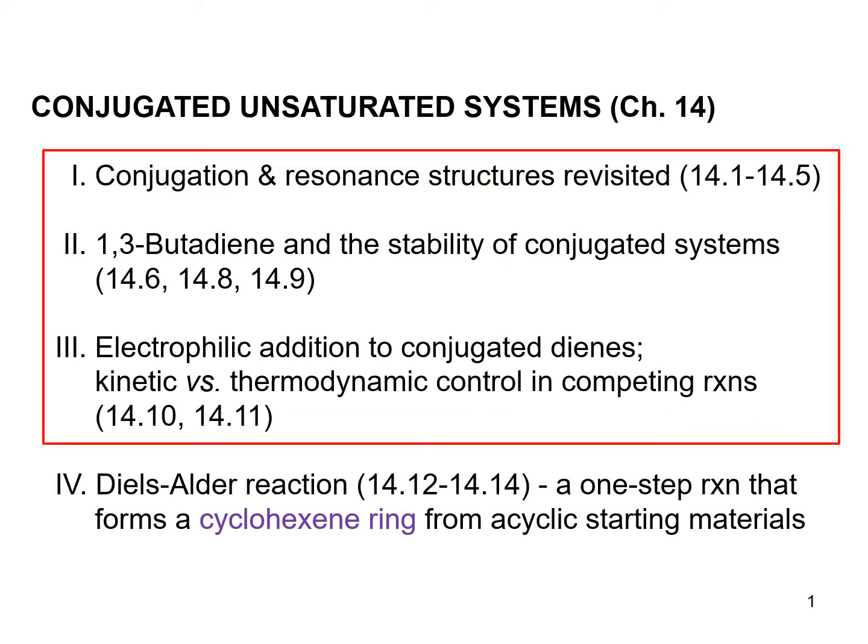Chapter 14 covers the chemistry of conjugated unsaturated systems, and in this video we'll describe what a conjugated system is, we'll look at the stability of conjugated systems, and we'll also examine kinetic versus thermodynamic control and electrophilic addition to conjugated dienes.